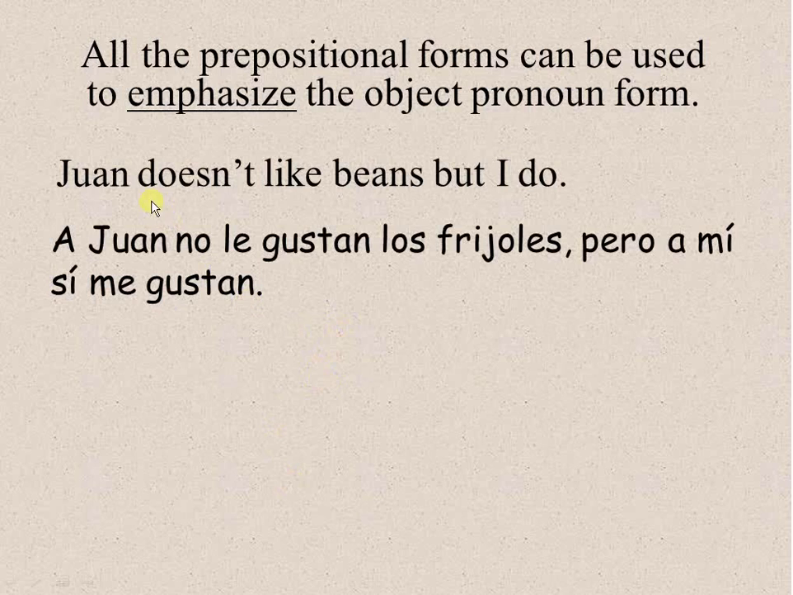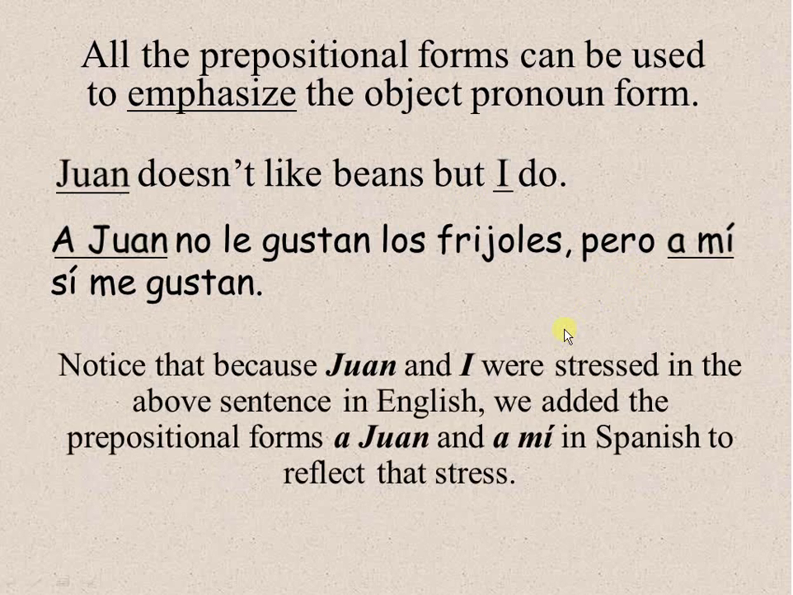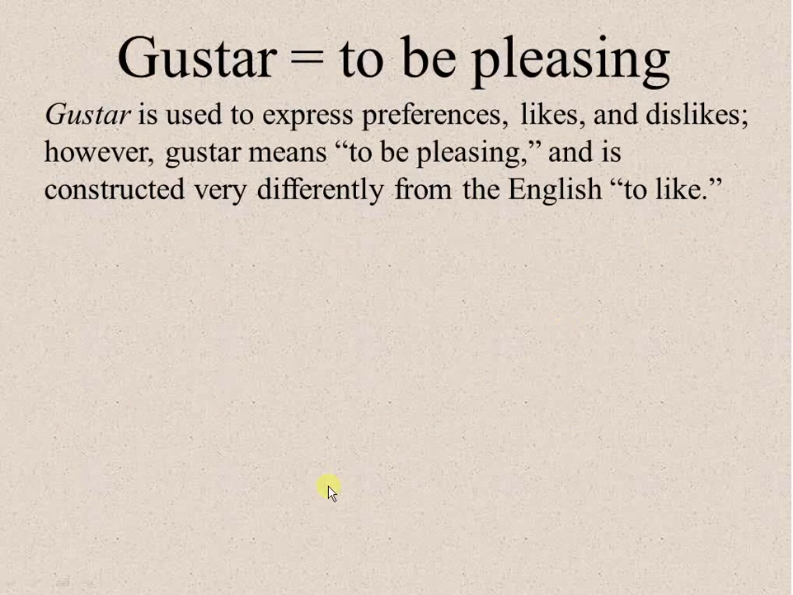So let's see some examples. Juan doesn't like beans, but I do. A Juan no le gustan los frijoles. But when I say, but I do, I'm being very emphatic. I say, pero a mí sí me gustan. Notice that because Juan and I were stressed in the above sentence in English, we added the prepositional forms a Juan and a mí in Spanish to reflect that stress.